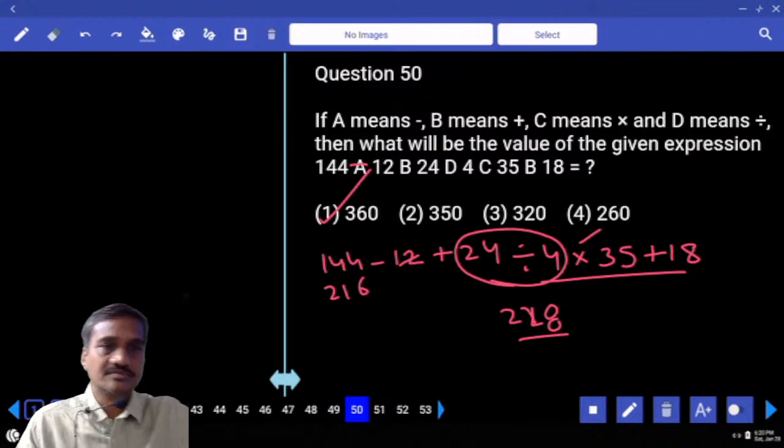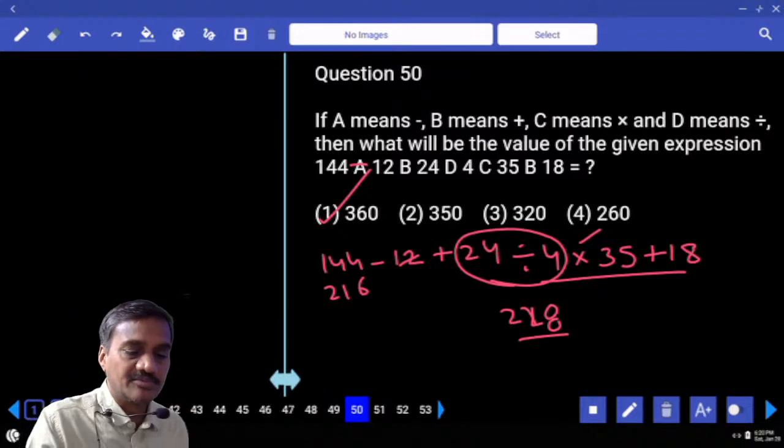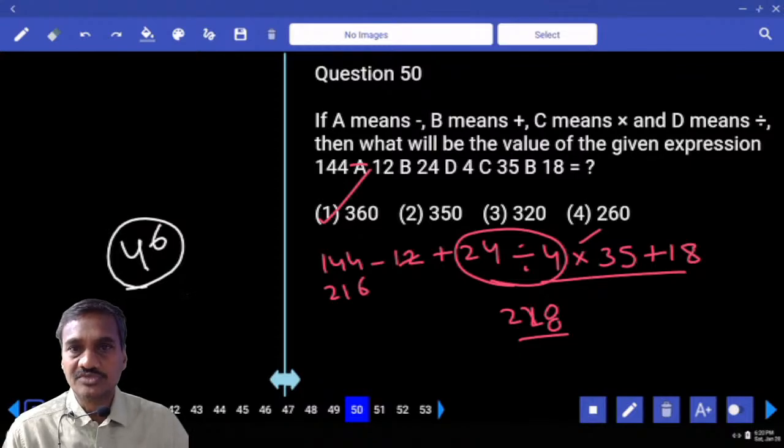Now 216 plus 144. What is the number? 360, choice 1. Then, now this is about paper number 46, SSC CHSL, reasoning section. Any doubts in these 25 questions?